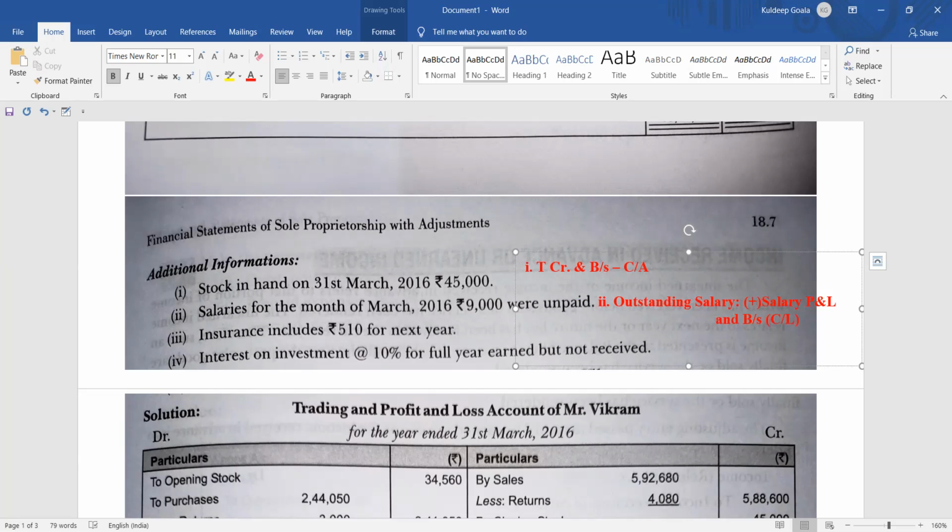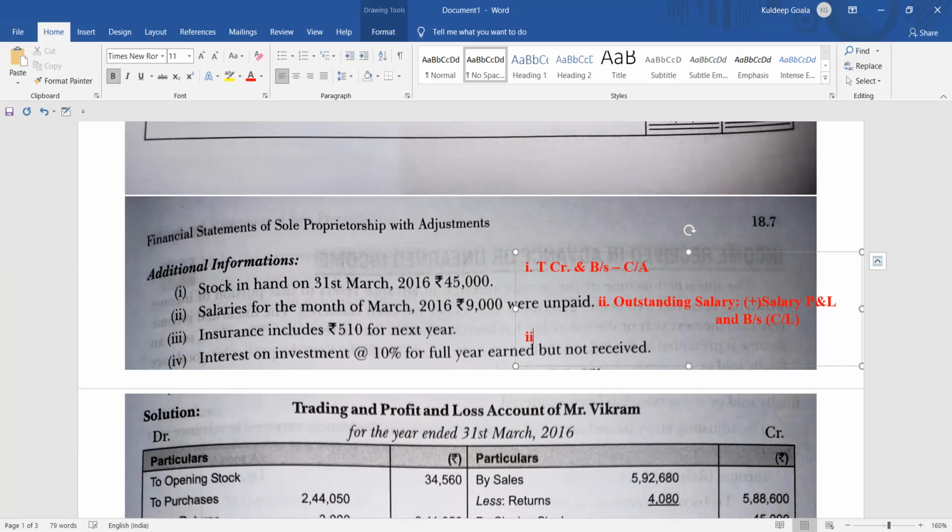Then coming to the next portion, that is balance sheet current liability. Since it is a salary which is not paid, that is unpaid, that means it is our current liability. So it will come in our balance sheet current liability.